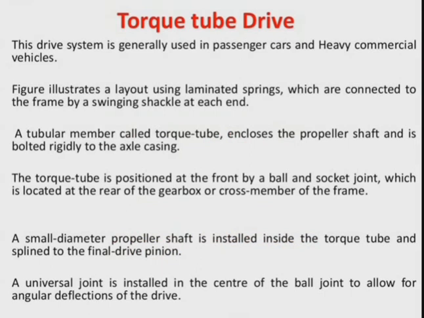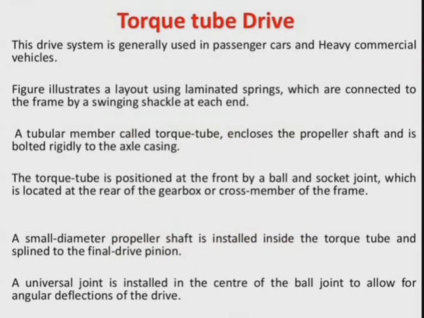Okay, it will have laminated springs that are connected in a frame, and a swinging shackle at each end, a type that swings at each end. And there will be some tubular member called the torque tube that encloses the propeller shaft and is bolted rigidly to the axle casing.